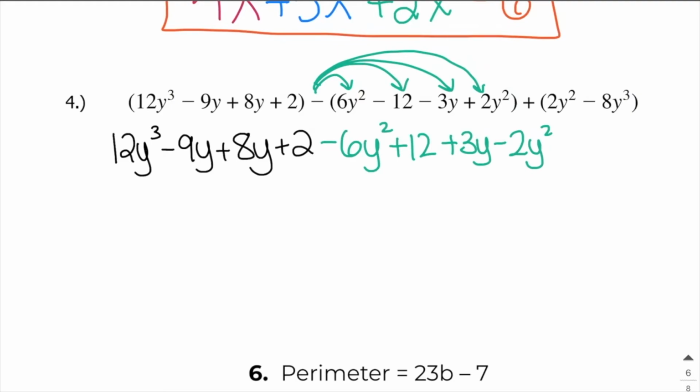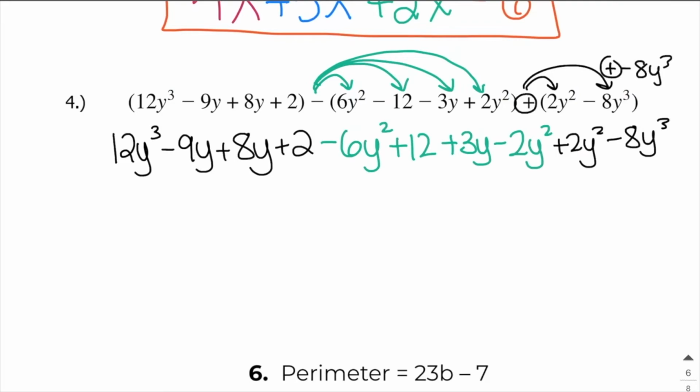So over here, because this is a plus sign, when I distribute the plus sign through, it doesn't change anything, right? A positive stays a positive, a negative stays a negative. Okay, again, same thing because right here, this is just saying plus negative 8y cubed. This is the plus here, this is the minus here, and the two signs become a negative over here.